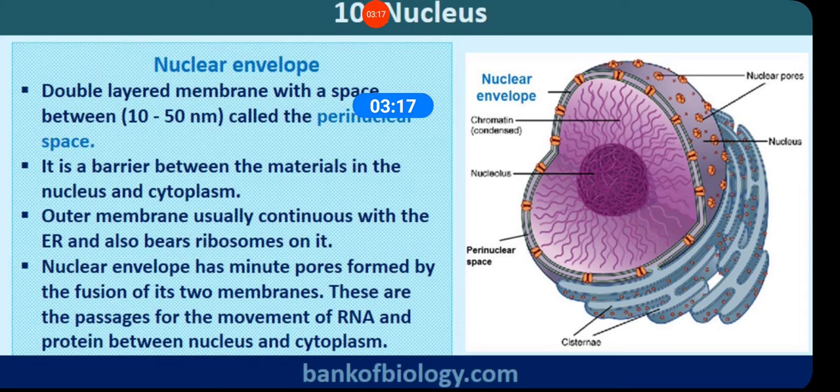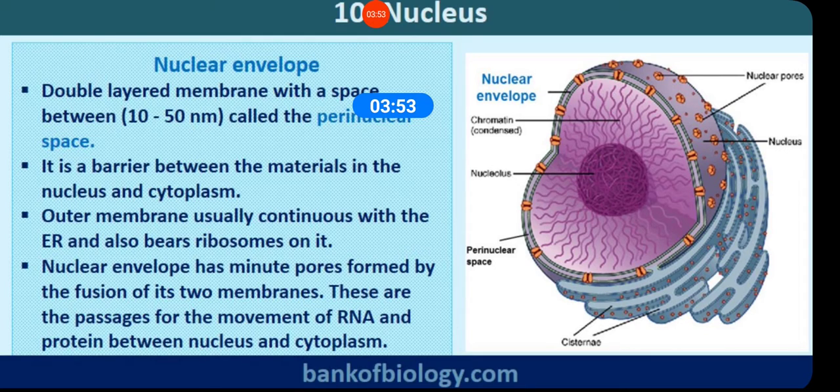A very important point which I am going to discuss now is that the outer membrane is usually continuous with the endoplasmic reticulum. Please mind it that the endoplasmic reticulum membrane is continuous with the outer membrane of the nucleus, and it bears ribosomes on it. That means it is rough endoplasmic reticulum. The nuclear envelope is not continuous. It has pores in it. It has minute pores in it.